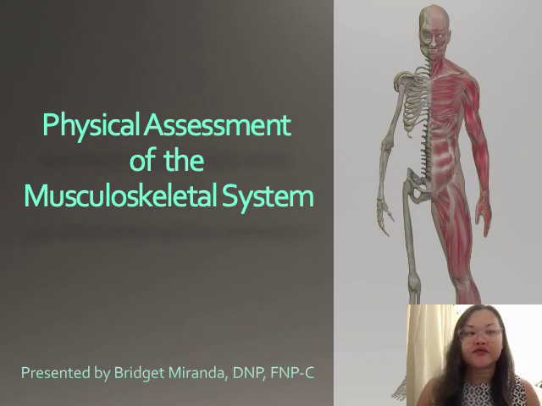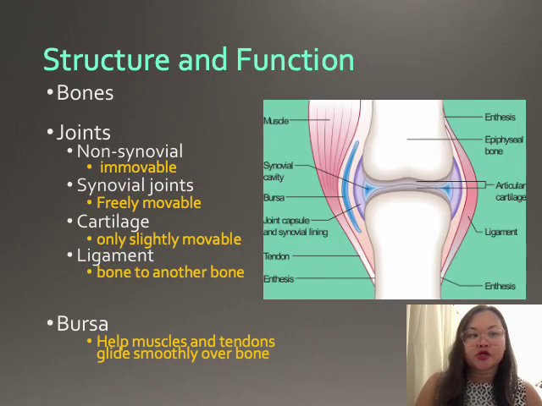Today we're going to discuss the physical assessment of the musculoskeletal system. We will be starting with the structure and the function. First, we'll start with the bones, moving on to the joints, and then talk about what a bursa is. And so the skeleton itself, it's a bony framework consisting of 206 bones that make up our body.